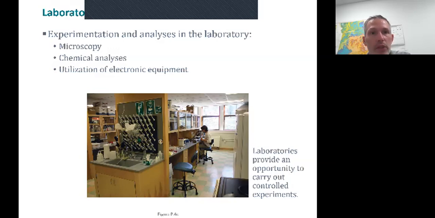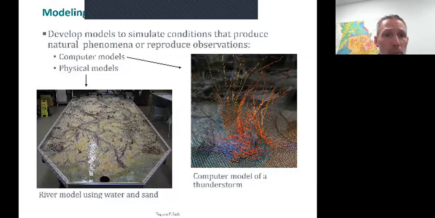One is not better than the other. They're both used in conjunction for different aspects. And then finally, we use computer modeling. Computer modeling gives us the advantage of running these scenarios again and again. But unfortunately, the computer model is only as good as the data that you put in. The physical model is also only as good as the data that you put in.